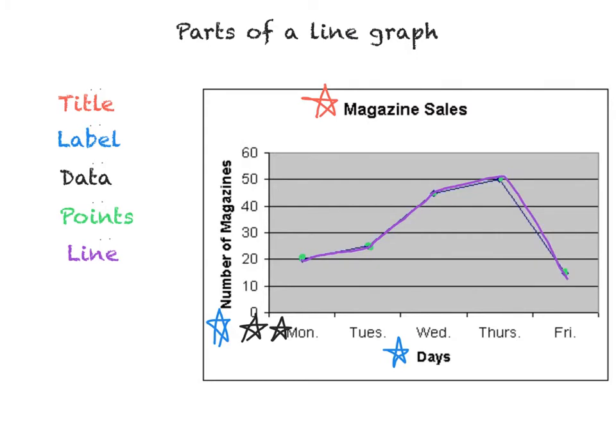One of the things you'll hear the most with line graphs is something called plotting your points. That's where you decide where your points are going to go and you put them on your graph. For example, once I've decided that on Monday there were 20 magazines sold, I find the Monday and the 20 and I do what's called plotting my point. That's when I draw my little circle right in that spot.